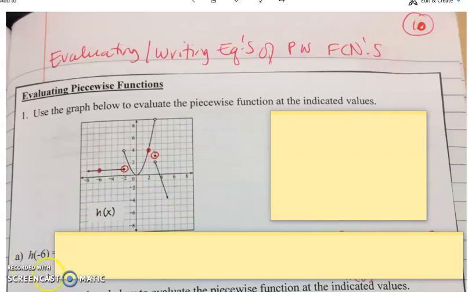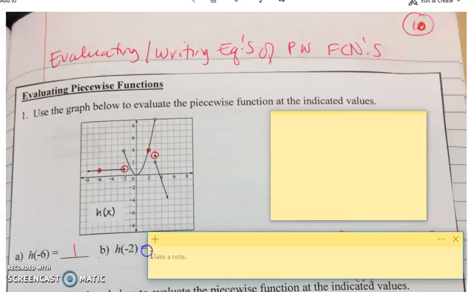So letter A, it says h of -6. Well, this means when x equals -6, what is the y value? Because that's what h of x really is, a bunch of y values. So what I'm going to do is go over here on my graph, go to x equals -6, and look at what the y value is. Well, for this constant function, the y value is 1. So therefore, h of -6 is equal to 1.